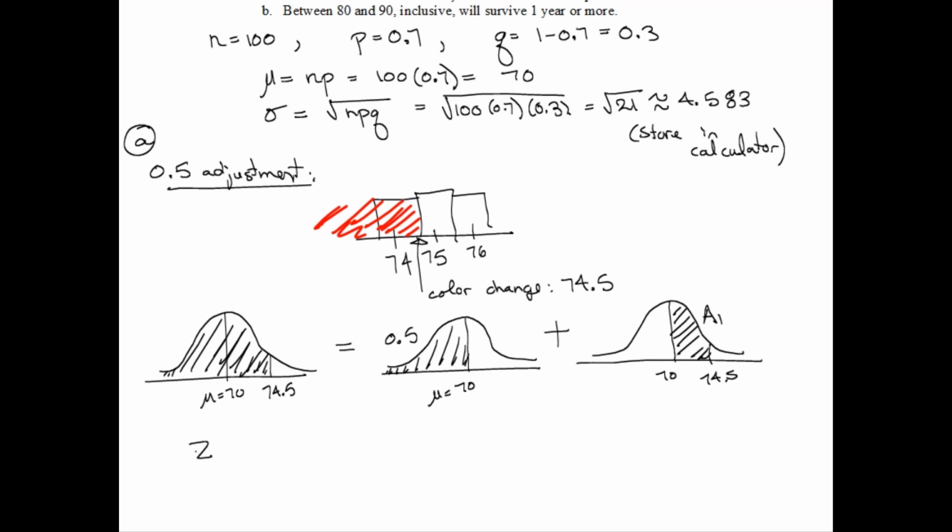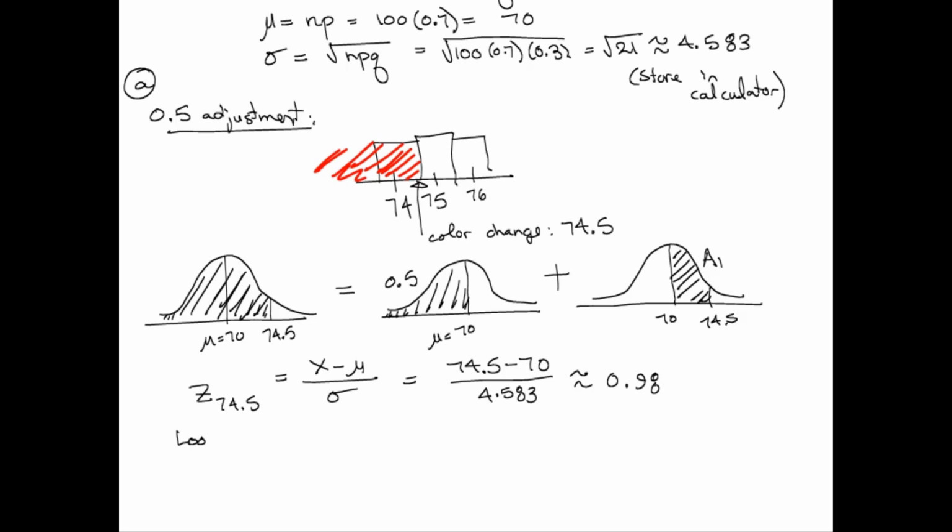So now we need to calculate our z-score. So our z for 74.5, remember we take x minus mu divided by sigma. So that gives me 74.5 minus 70 divided by 4.583. Make sure you use the stored value that's in your calculator rather than repunching it. You should get approximately 0.98. So that means we are almost one standard deviation above the mean. So now we look up our z of 0.98 in our table, and we get an area of 0.3365.